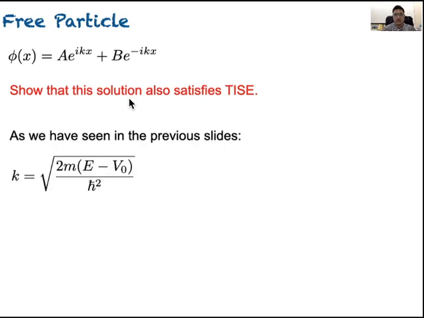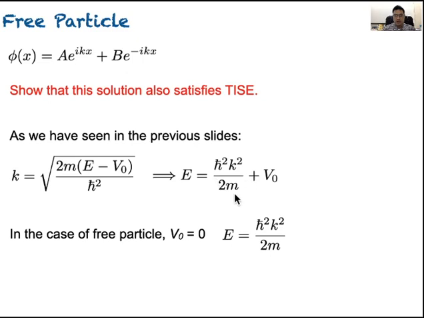As we have seen in the previous slide, this is the value of k. We have defined k² equal to 2m(E − V0) over ħ². So k will be the square root of 2m(E − V0) over ħ². After rearranging the terms, I can write that energy is equal to ħ²k² over 2m plus V0, and in our particular example the particle is free, so V0 is 0. So this is the expression of the energy, where E is equal to ħ²k² over 2m.